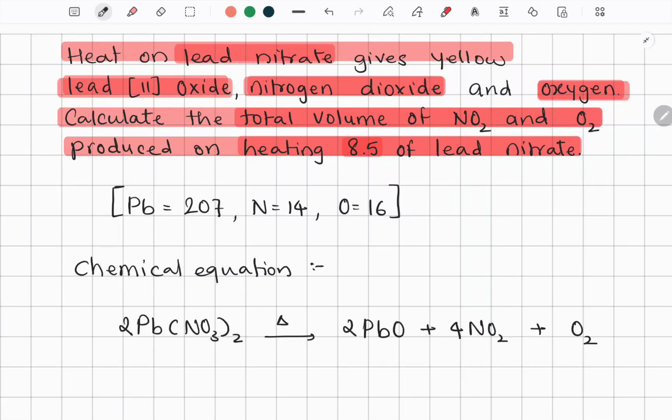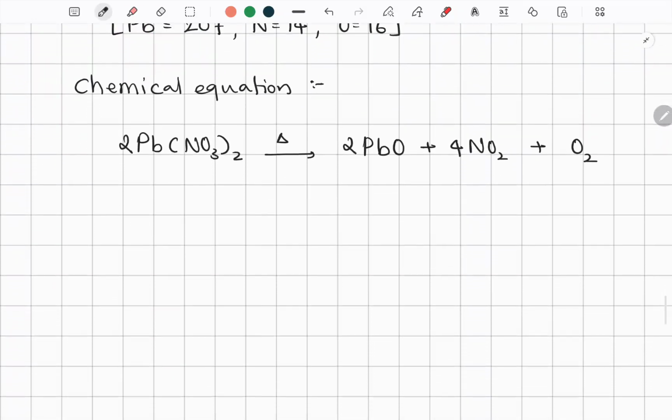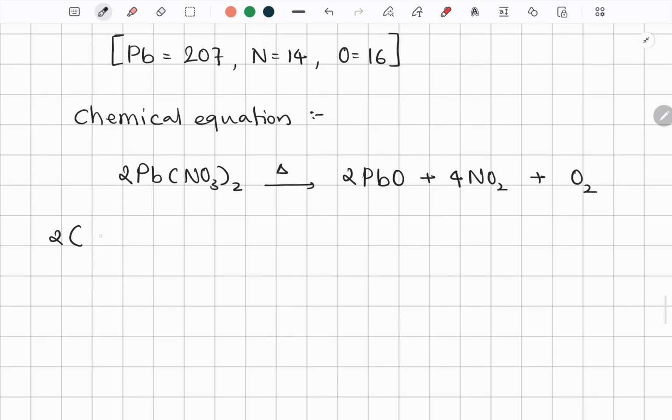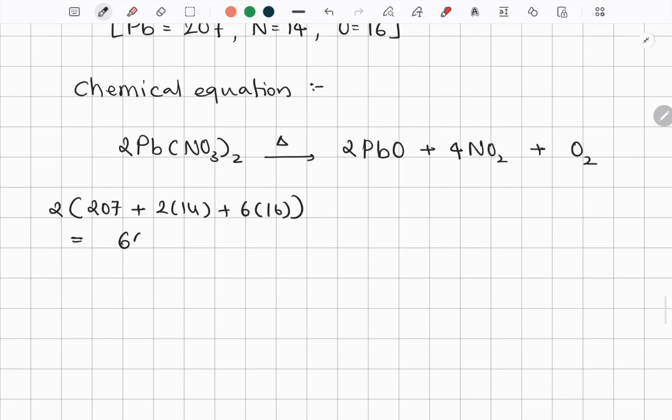Once we write down the balanced chemical equation, the next part is calculating the molecular weight. So let's calculate the molecular weight of lead nitrate. Since there is a 2 over here, 2 into, what is the atomic weight of the lead? Lead is 207, plus nitrogen, 2 nitrogens over here, therefore 2 into 14, plus how many oxygen? 3 into 2 is 6, so 6 times oxygen. Oxygen is 16, and all multiplied by 2. When you calculate all of this, you get the answer equal to 662 gram. So here we have 662 gram of lead nitrate.